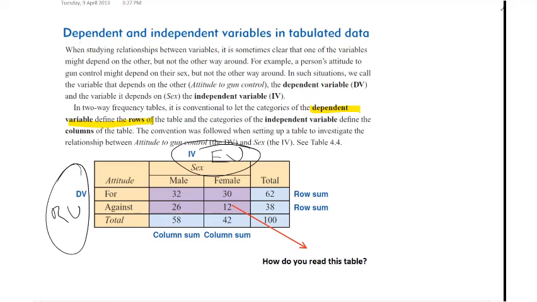When you're looking at this, the dependent variable defines the rows and the independent variable defines the columns. So there and there. Okay, and so how do you actually read it?